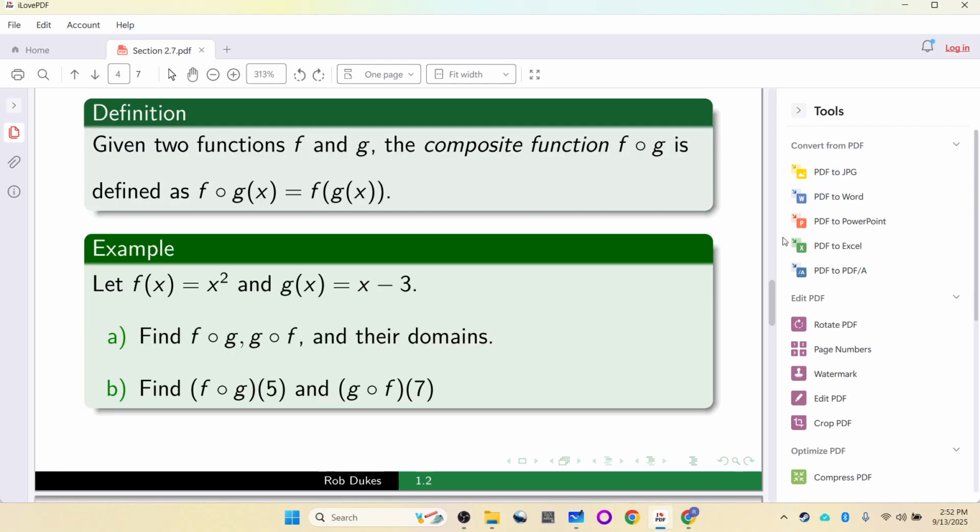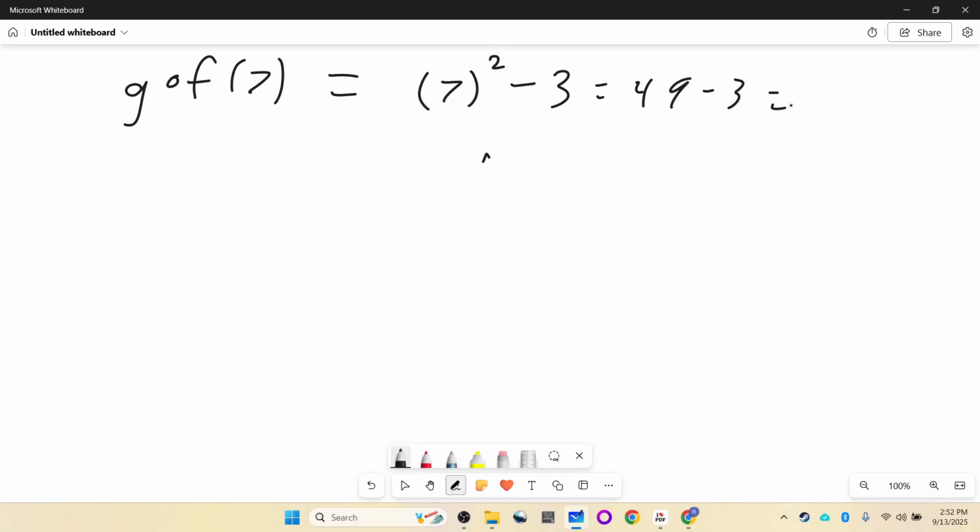I think the other one was g of f of 7. Yeah, let's do g of f of 7. Alright, so g of f of 7. I'm just going to skip to the end version. It was x squared minus 3, so it'd become 7 squared minus 3 is 49 minus 3, or 46. But if you did f first, plug in 7, and got the 49, you would then do 49 minus 3 to get to 46.